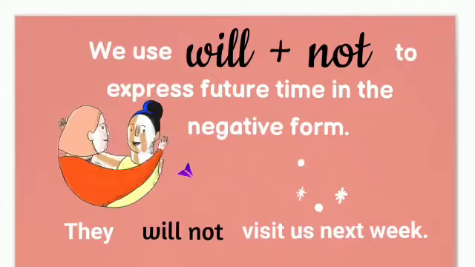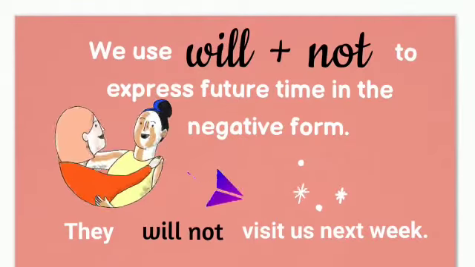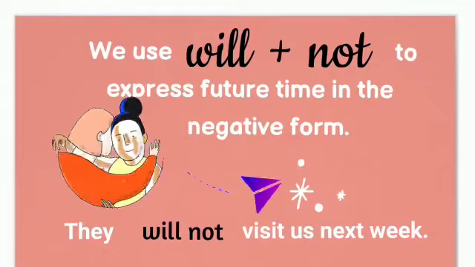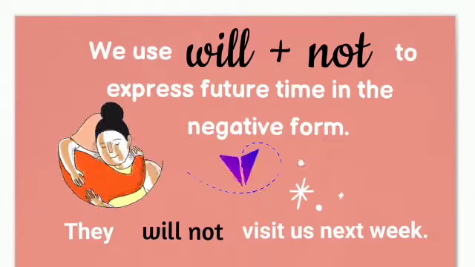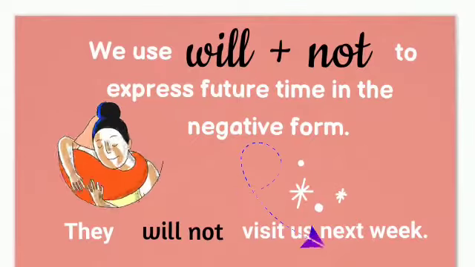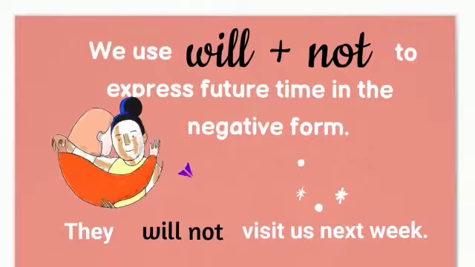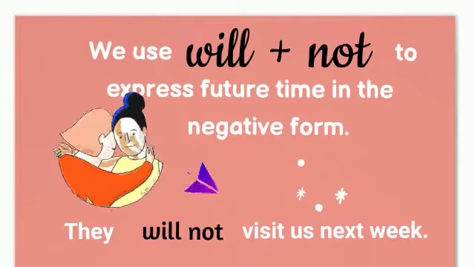Children, we use will plus not to express future time in the negative form. So, children, the action which is not going to happen, we are going to express that in future time. So, we are going to use will plus not to express the sentence in negative form.